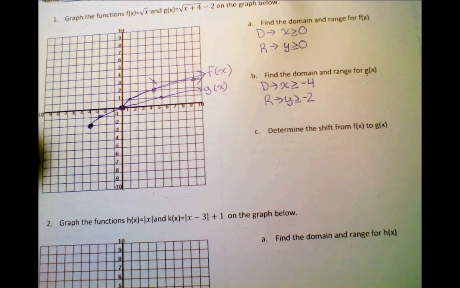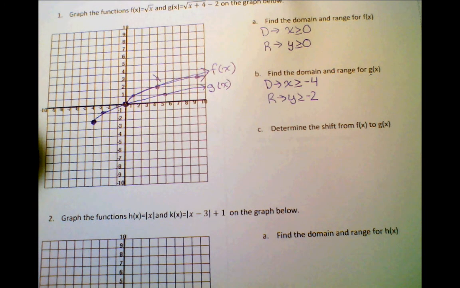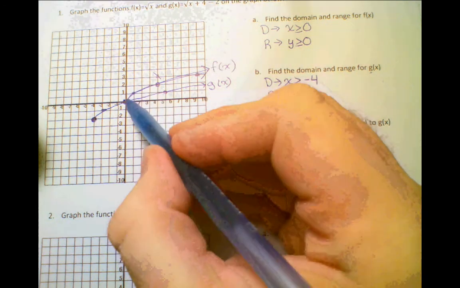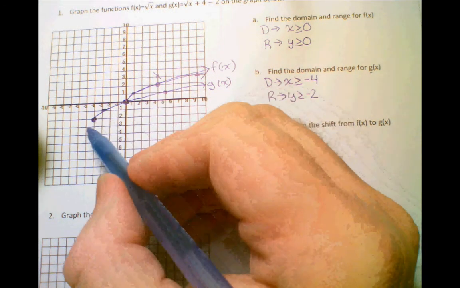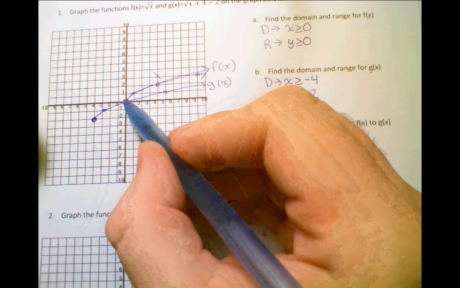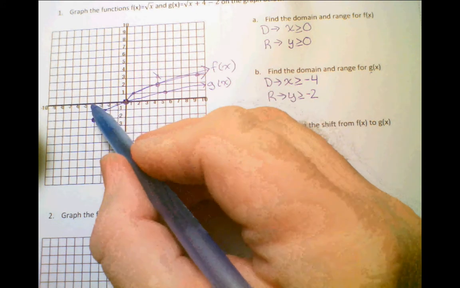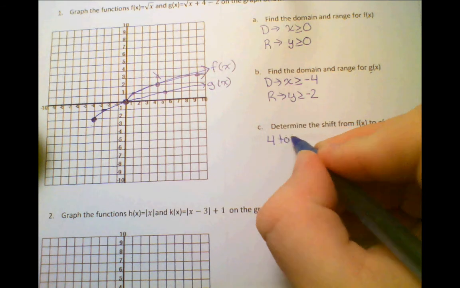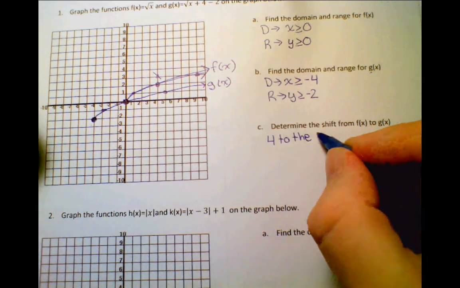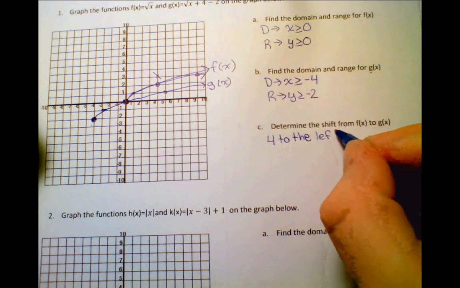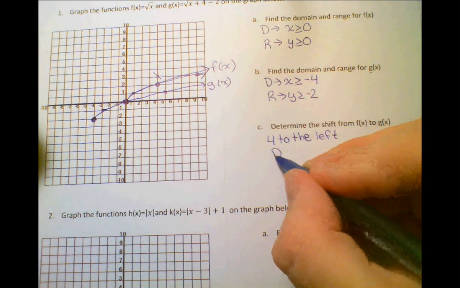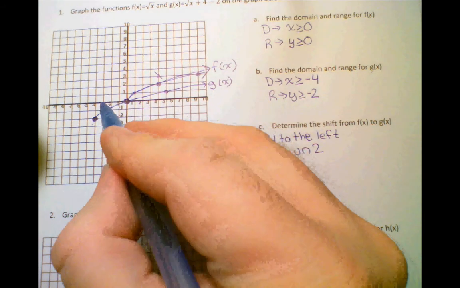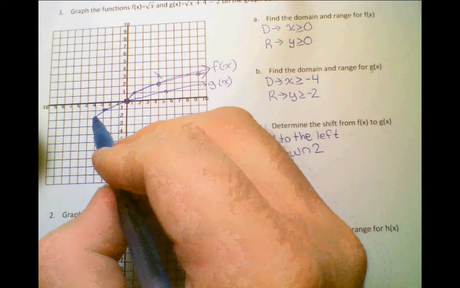Okay. Now, determine the shift from f of x to g of x. This is very similar to the vertex shift when we had the parabolas before. Take a look at the endpoint. Okay? That will tell you where the shift is. So if I go 1, 2, 3, 4 to the left and down 2, we can get our new graph. So 4 to the left and down 2. Okay? Once again, we go 1, 2, 3, 4 to the left, down 2. Okay?